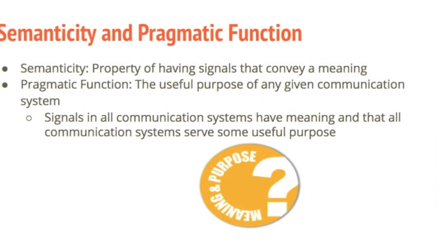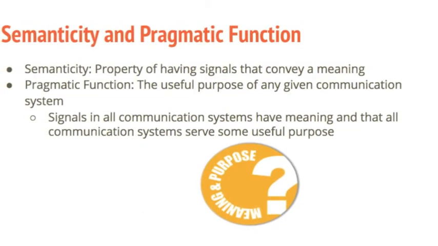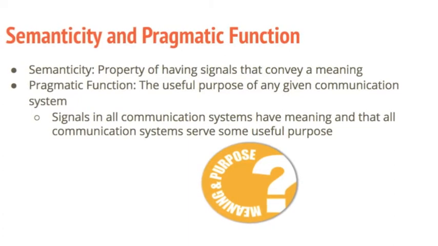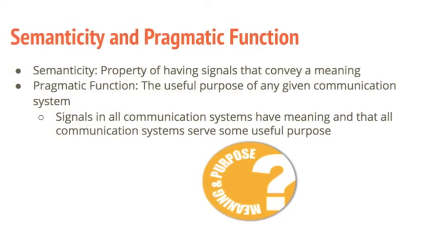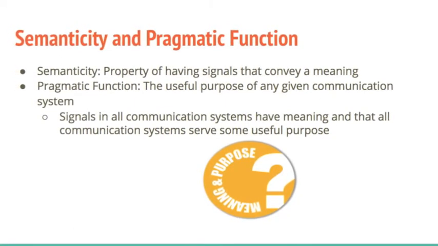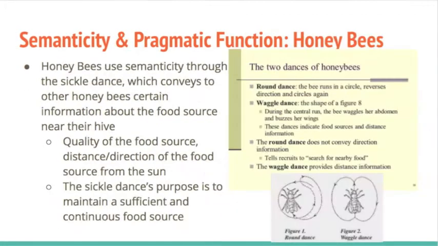Semanticity and pragmatic function are also design features shared by all communication systems. Semanticity is a property of having signals that convey a meaning, while pragmatic function is the useful purpose of any given communication system. These design features refer to the fact that signals in all communication systems have meaning and that all communication systems serve some useful purpose.